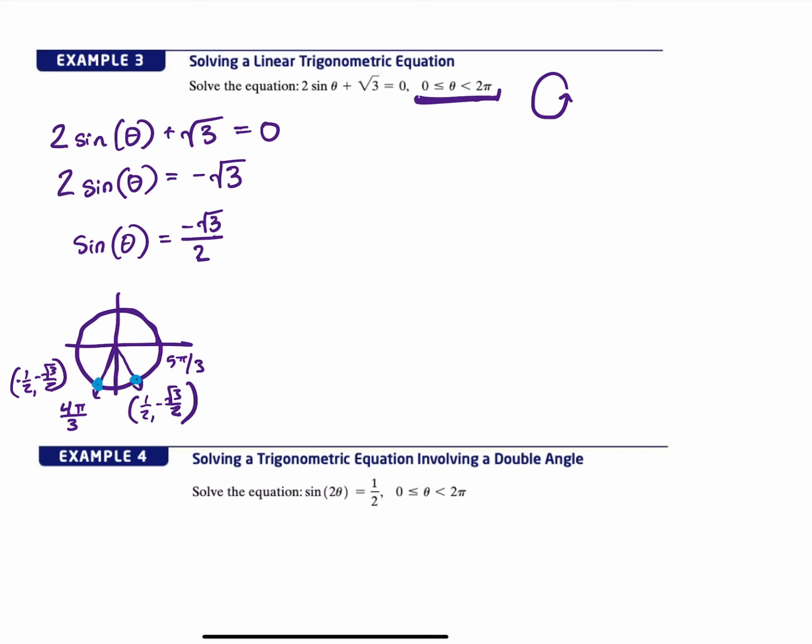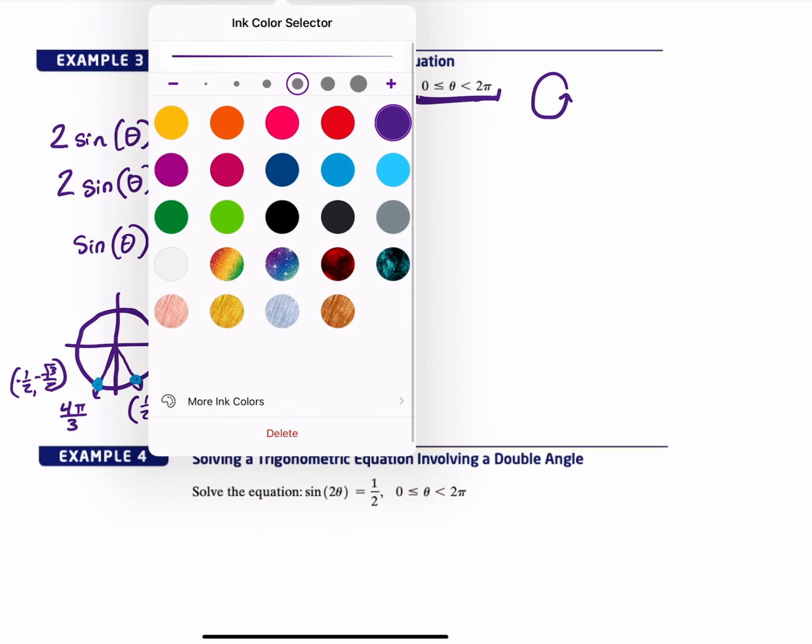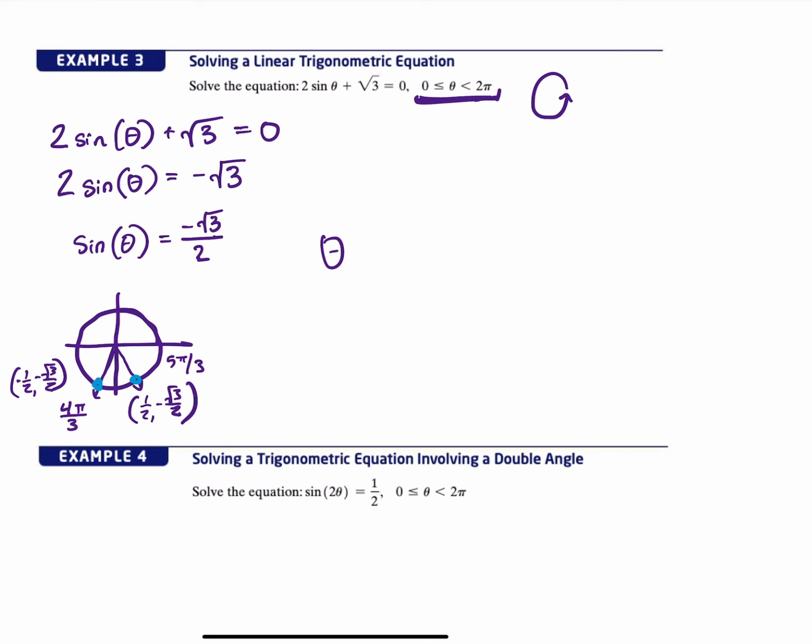So we do technically have an infinite number of solutions here, but it just wants one trip around the unit circle. So let's just list these two angles. I can say theta will equal 4 pi over 3 and 5 pi over 3. We get 2 solutions.